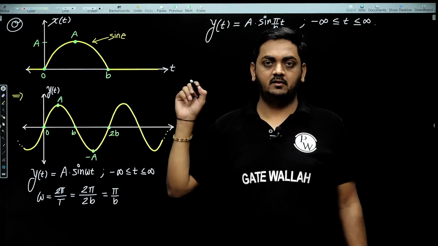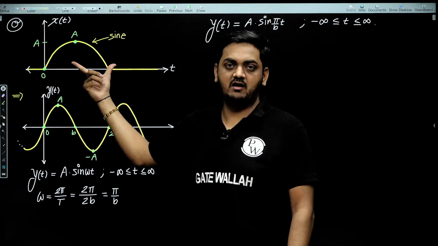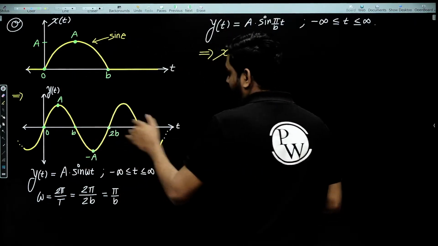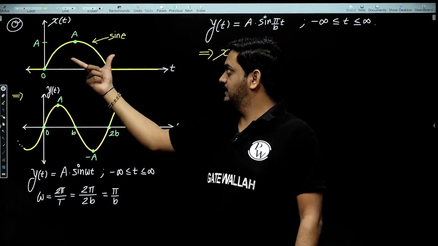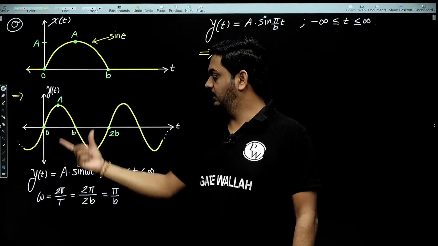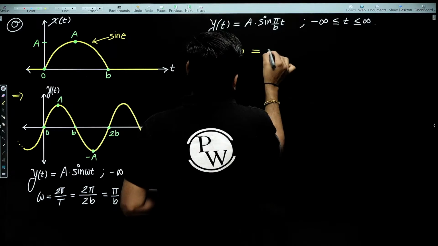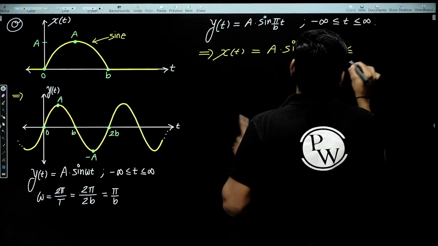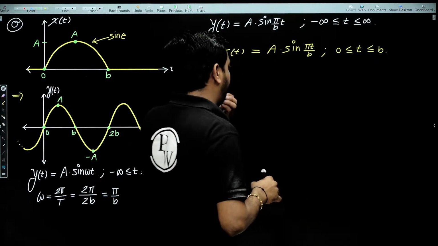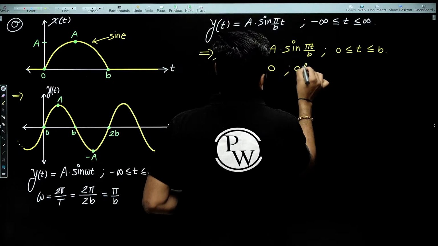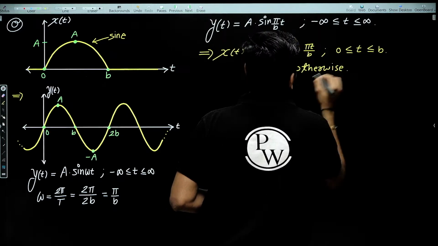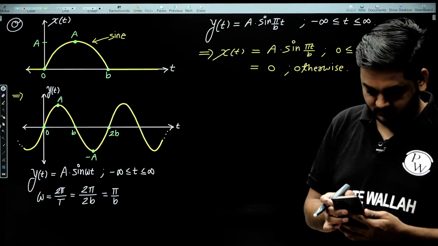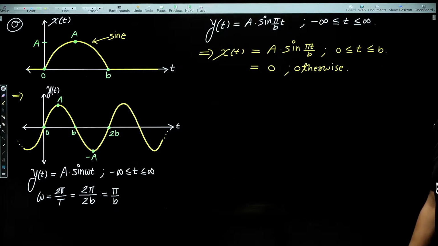This expression is for t from minus infinite to plus infinite, but we want only this half wave between 0 and B. So if we want to express x of t in terms of the sinusoidal function, x of t is part of y of t. x of t is nothing but y of t, but only between 0 and B, so it is A sine pi t by B, but this expression is only for t between 0 and B, and outside this range it is 0, yes or no? This is very much important, getting the mathematical expression. Any doubt? Clear? Okay, very good.